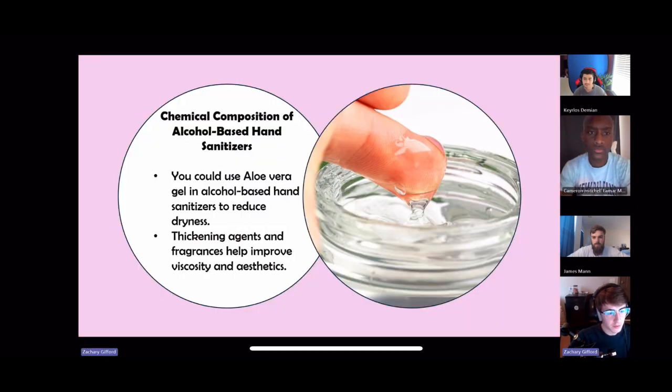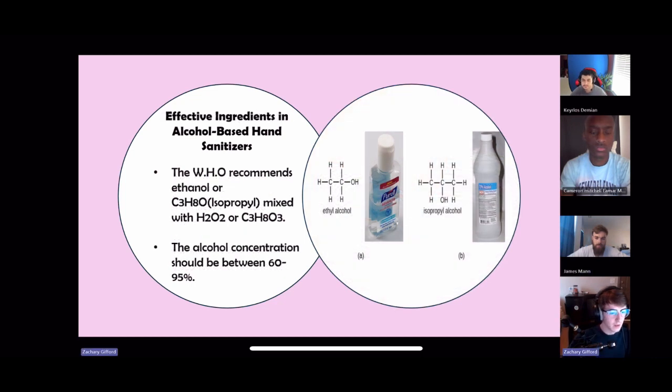The chemical composition of alcohol-based hand sanitizers. You could use aloe vera gel in alcohol-based hand sanitizers to reduce dryness, commonly found in other hand sanitizers. And thickening agents and fragrances help improve both the viscosity and aesthetics of the hand sanitizers. The effective ingredients. The World Health Organization recommends ethanol or isopropyl mixed with hydrochloric acid or glycerol, and the alcohol concentration should be between 60 and 95%.